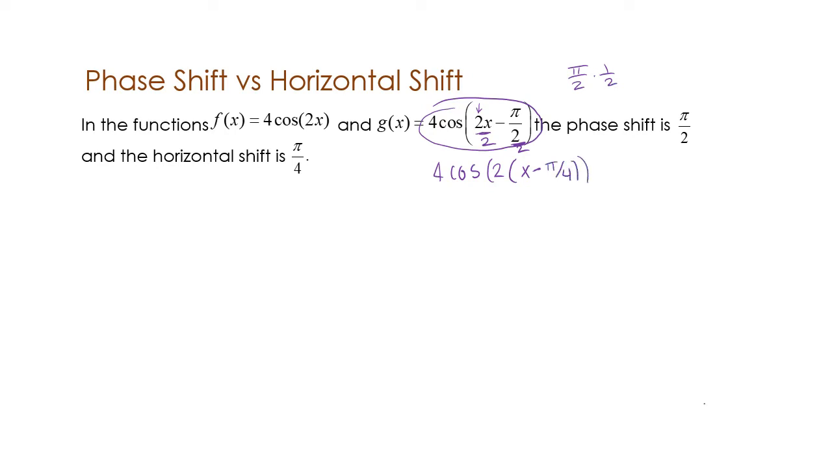Again, if I went through and actually distributed this 2 through, you'd get 2x and then minus pi over 2. So when you have a graph like this where it's not factored, this value here is not the horizontal shift, we call it the phase shift. Once you factor it, then that value there is called the horizontal shift.